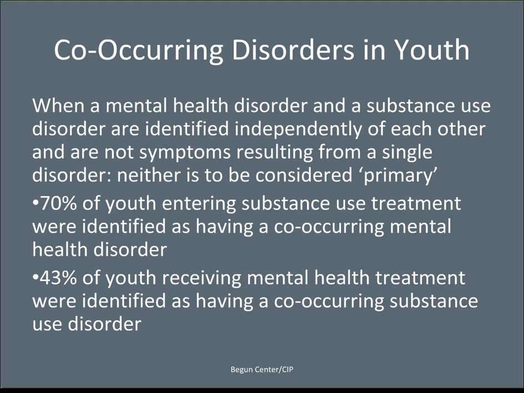So, 70% of youth entering substance use treatment were identified as having a co-occurring mental health disorder. This one was a great study, and in the brief on prevalence, so that would be the first brief when it comes out, it references a couple of really good studies that take a look at this, that kids who entered substance abuse treatment, and that was at all different levels, anywhere from outpatient all the way up through residential treatment, 70% were subsequently found to have a co-occurring mental health disorder. On the other side of things, then, 43% of youth receiving mental health treatment were later identified as having a co-occurring substance use disorder.